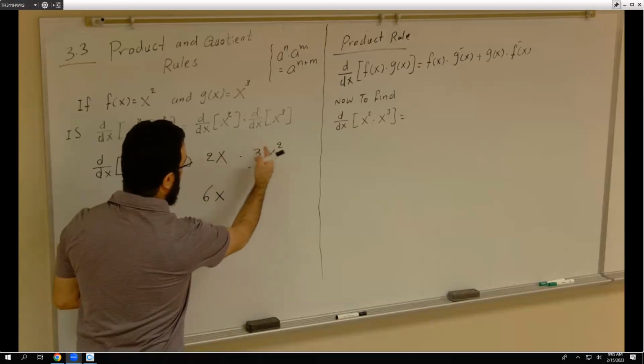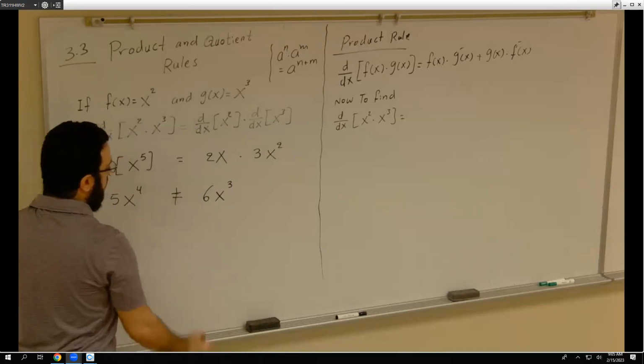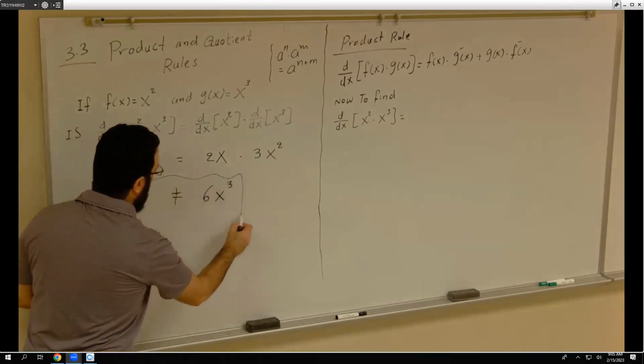Now, if I multiply these two functions, 2x times 3x squared is going to be 6x to the power 1 plus 2, 3. Check, we have two sides, but these two sides are not equal. That means there is a rule. You're going to check the rule.